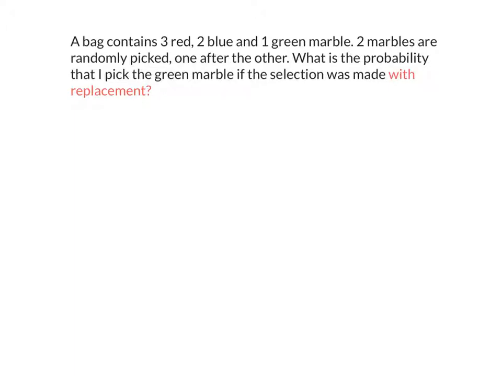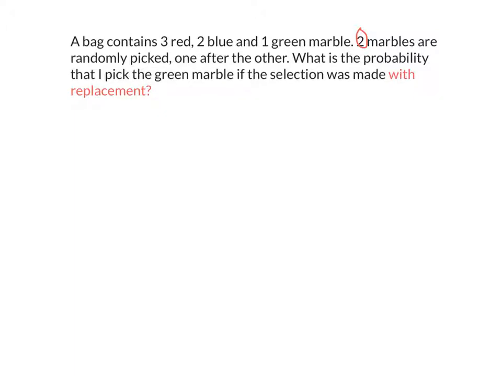So this is a tree diagram question because the event occurs in stages. We're picking 2 marbles, one after the other. So the first selection is the first stage, and the second marble I pick is the second stage. So that's why a tree diagram would be appropriate. It'll help me list all of the possible outcomes.